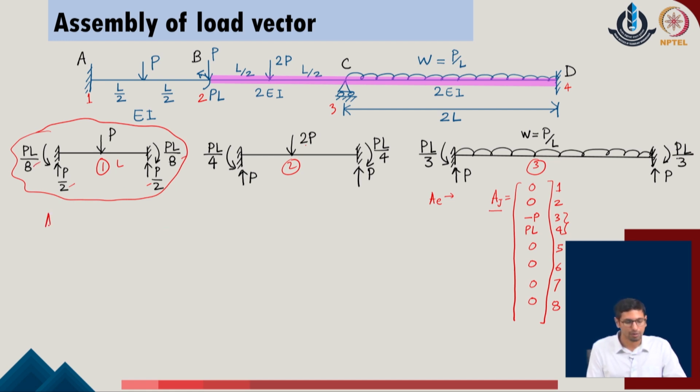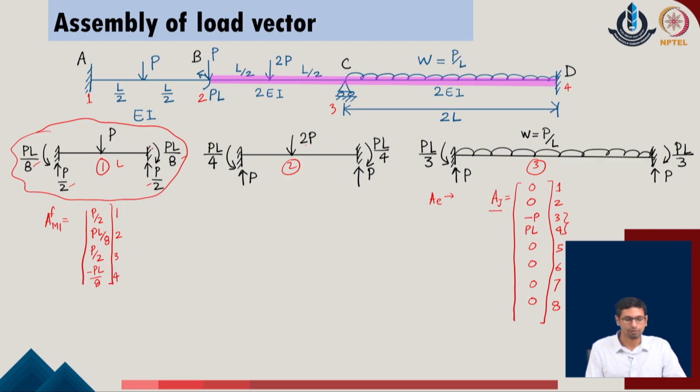One can easily describe now the A_M1 with respect to the fixed ended reaction. If I locate these values, it will come out as P by 2 in the direction of degree of freedom 1. In the direction of degree of freedom 2, it is the moment which is PL upon 8. In the direction of degree of freedom 3, it is again P by 2, and in the direction of degree of freedom 4, it is minus of PL upon 8. So, these are the degrees of freedom directions 1, 2, 3, 4 in the local coordinates of the member.